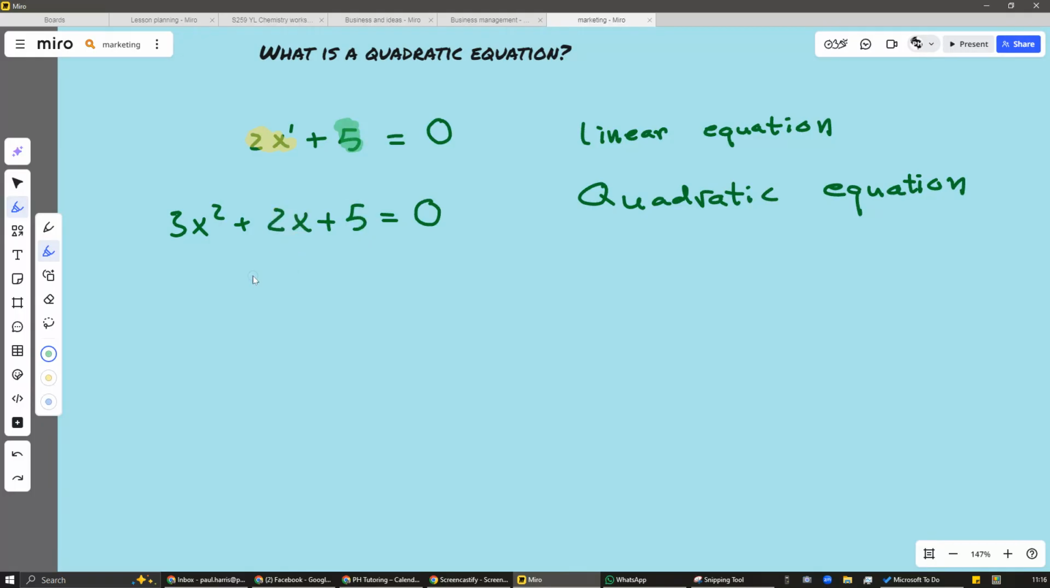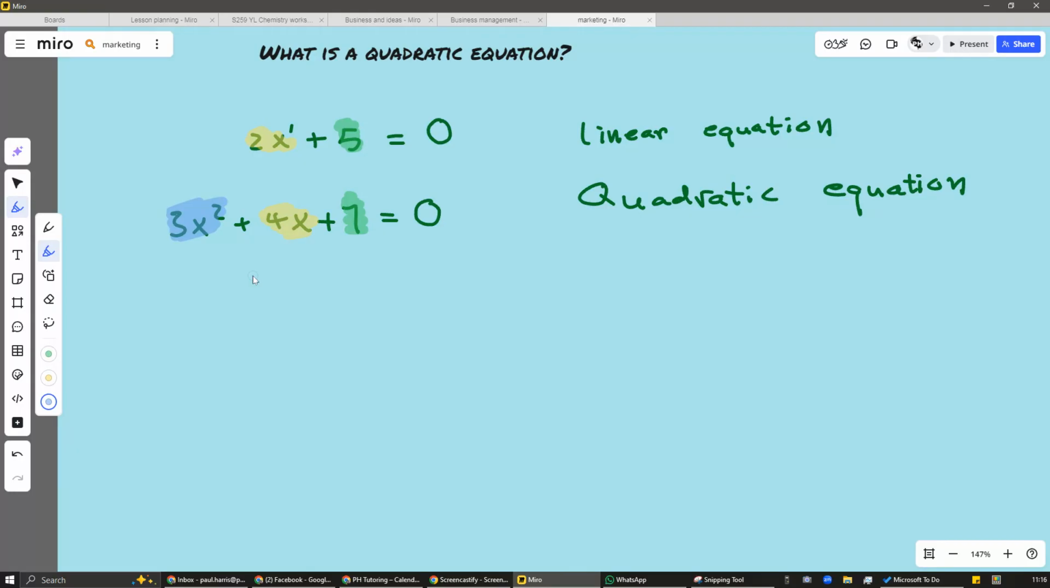Maybe I should change it just to emphasize that point. So let's say it's 7, and that's 4x. So the 7 is like the 5, the 4x is like the 2x, but the 3x squared is not like either of them. In other words, I can't collect the terms. So this we cannot solve in the way that we solve the linear equation, because if I collected all the x's on one side and the numbers on the other side, I wouldn't be able to do much more than that.